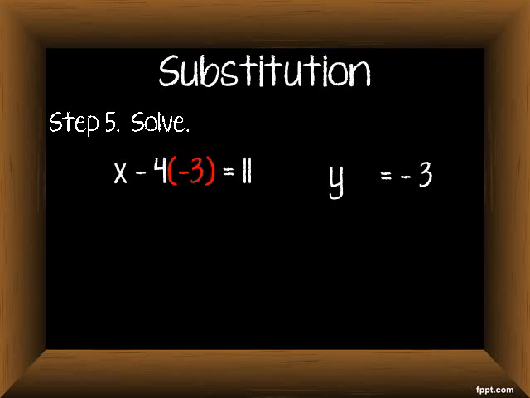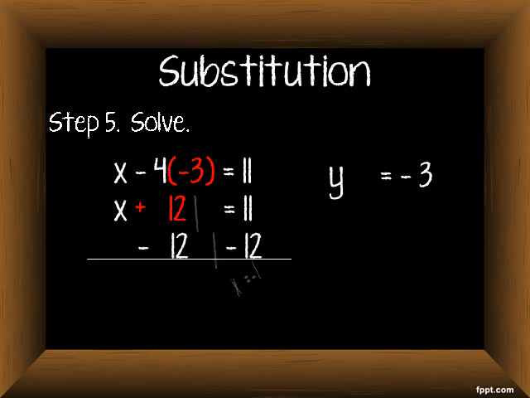So let's multiply this negative 4 times this negative 3. That equals 12. Then let's subtract that 12 away from that x. And that leaves us with x equals negative 1. Now that we know that x equals negative 1 and that y equals negative 3, we have our ordered pair.